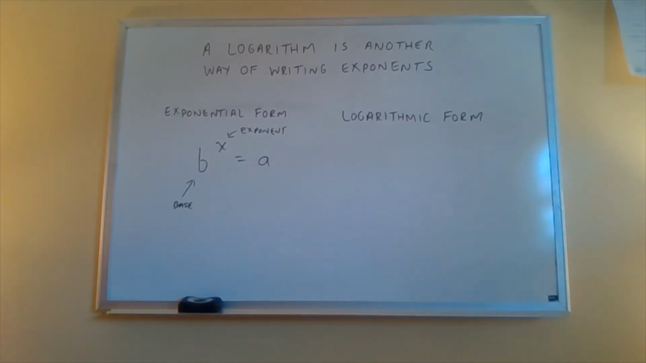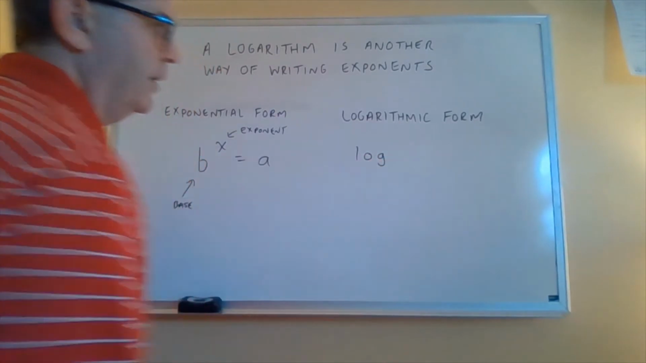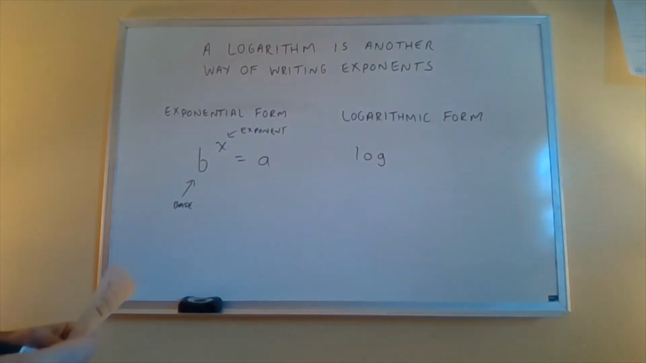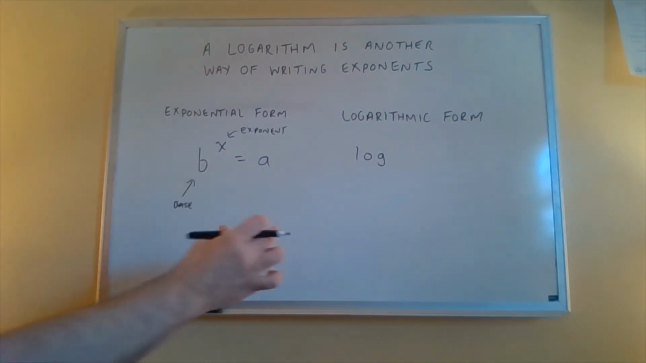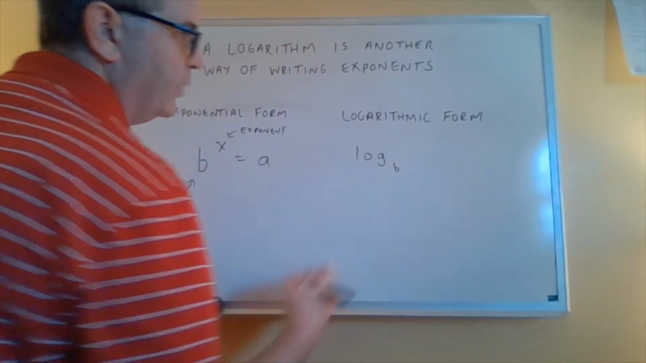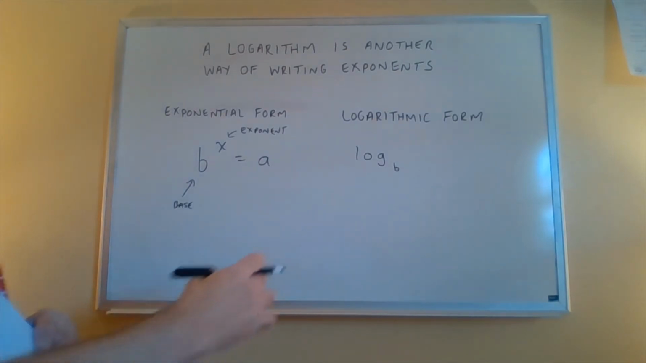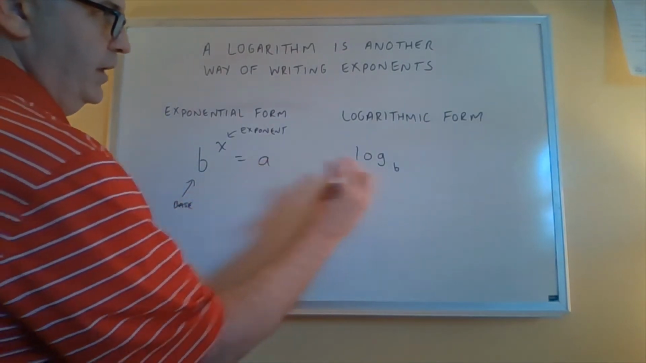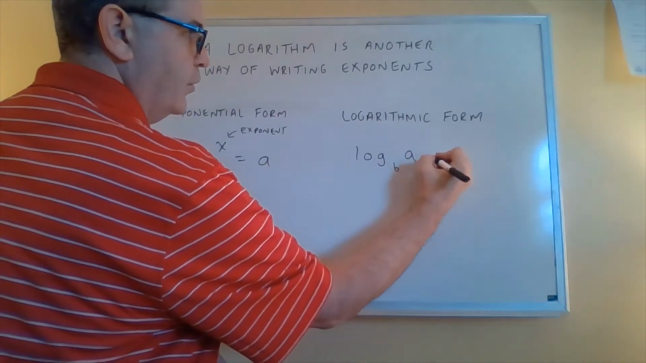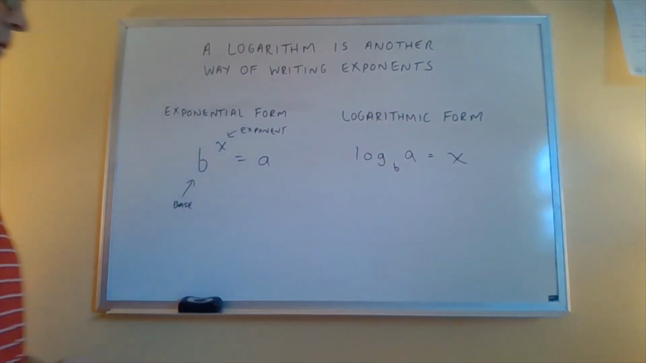If we're going to write this in logarithmic form, what would that look like? Well, we abbreviate logarithm with just the expression log, and you typically find it all in lowercase letters. After log, we're going to put our base right down here, base b. After that, whatever's out here will come inside, and that's going to equal our exponent.